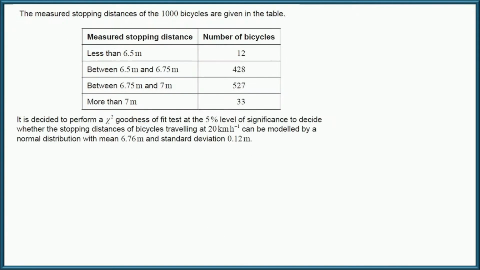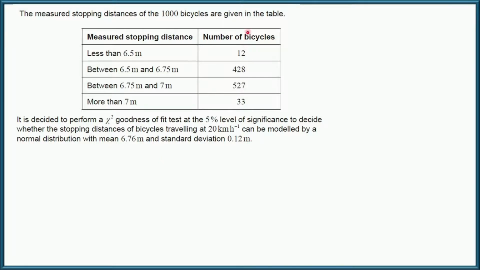Okay. Now, the measured stopping distances of those 1,000 bikes is here. Okay. So less than 6.5 was 12, between 6.5 and 6.75, 428, 6.75 to 7, 527. It took more than 7 meters to stop was 33 bikes out of the 1,000. Okay, so it's decided to perform a chi-squared goodness of fit test at the 5% level of significance to decide whether the stopping distance of the bicycles at 20 kilometers an hour can be modeled by a normal distribution with a mean of 6.76 and a standard deviation of 0.12.